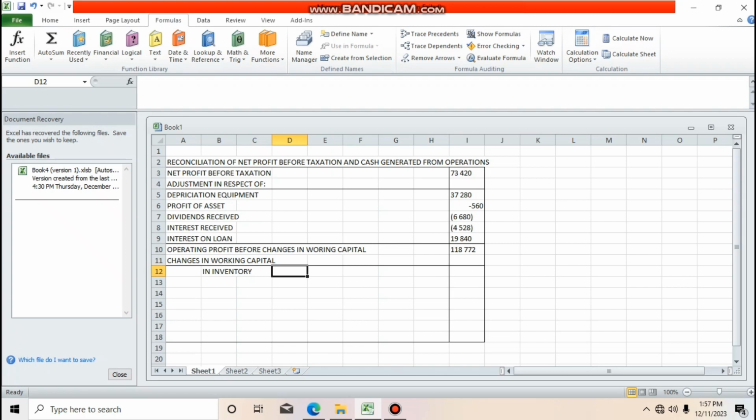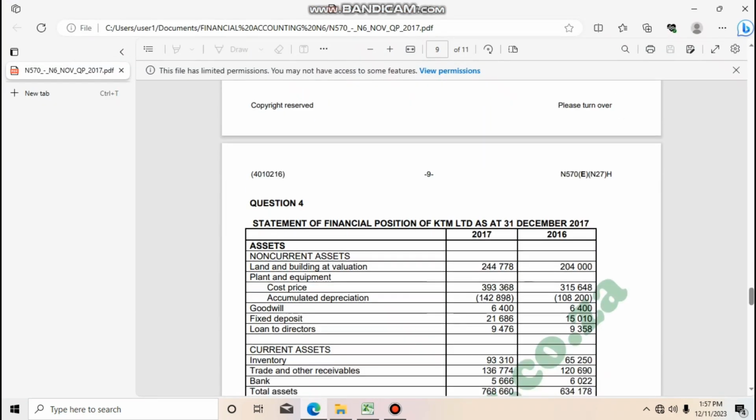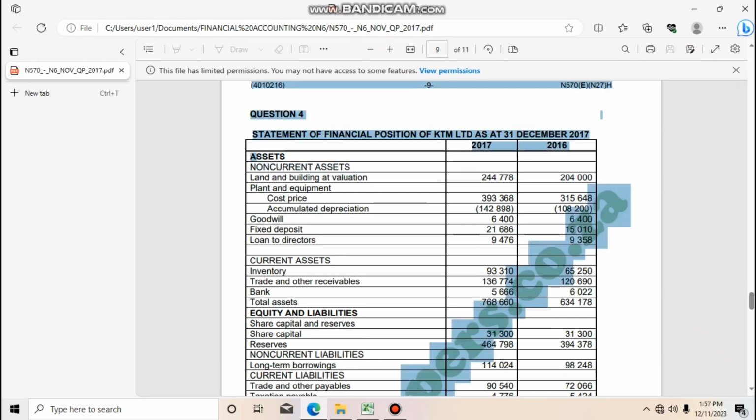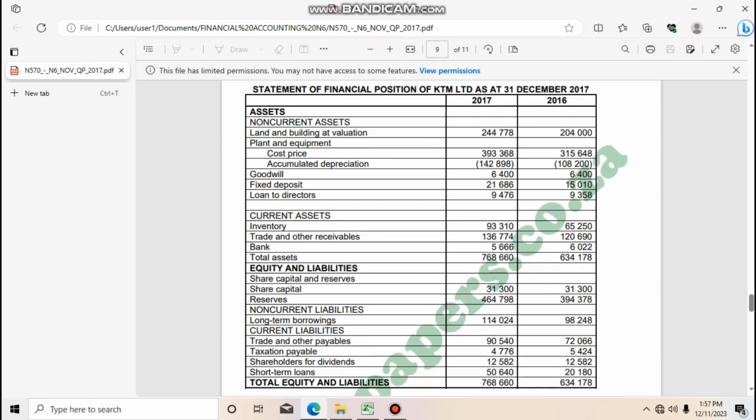So here we have the changes in working capital. With changes in working capital, we're only going to check the statement of financial position. The question may come and ask you, what type of statement is this, or what type of statement is listed above? You don't have to say the balance sheet, because if you say the balance sheet, it's going to be incorrect according to the syllabus. But you must say the statement of financial position, right?